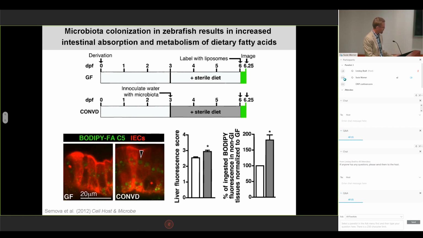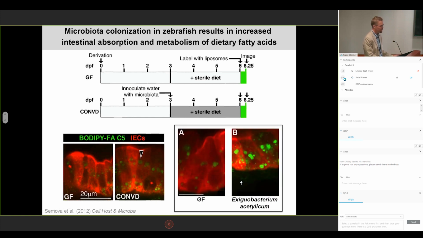We were also able in this study to identify at least one microbe that is able to promote this process. And this turns out to be a member of that Firmicutes phylum that I showed you earlier on, that is enriched in the gut by a high-fat diet. And again, we see that Exiguobacterium alone is able to promote lipid droplet accumulation and also transport to the liver in the system.